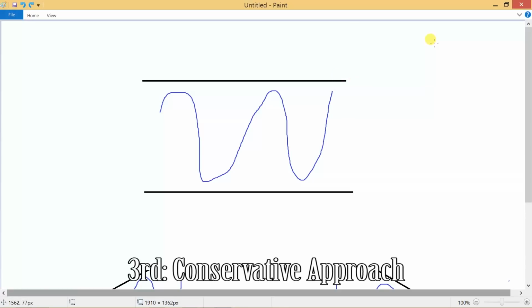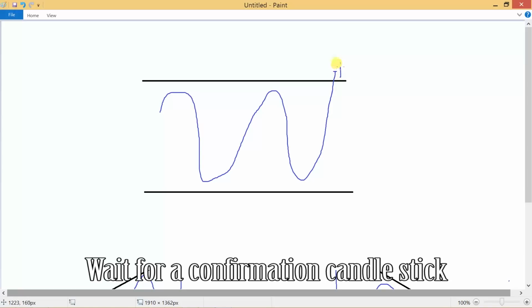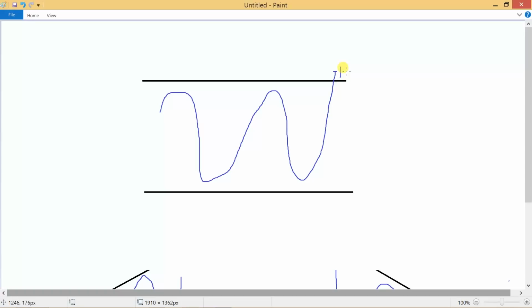Now the third and most conservative approach is where after the breakout, like this, the next day you wait for a confirmation candle. And then after that, the next day, that is where you buy in. Having the confirmation candle close above the range is the strongest indication that the breakout is confirmed.